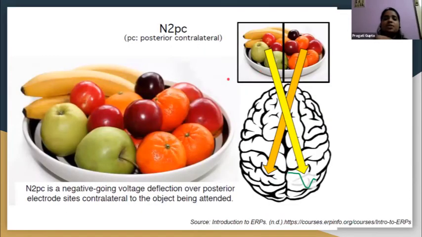Next is the N2PC component. This is the posterior contralateral component, which means, for example, if we are seeing something on the left side of the visual field, there is a negative deflection, a negative-going voltage, at the right side of the right hemisphere because it is contralaterally being attended. It is like contralateral observation. So this is a negative-going peak over the posterior electrode site when we observe any stimulus and when the object is attended. Specifically, it is for the covert attention task.